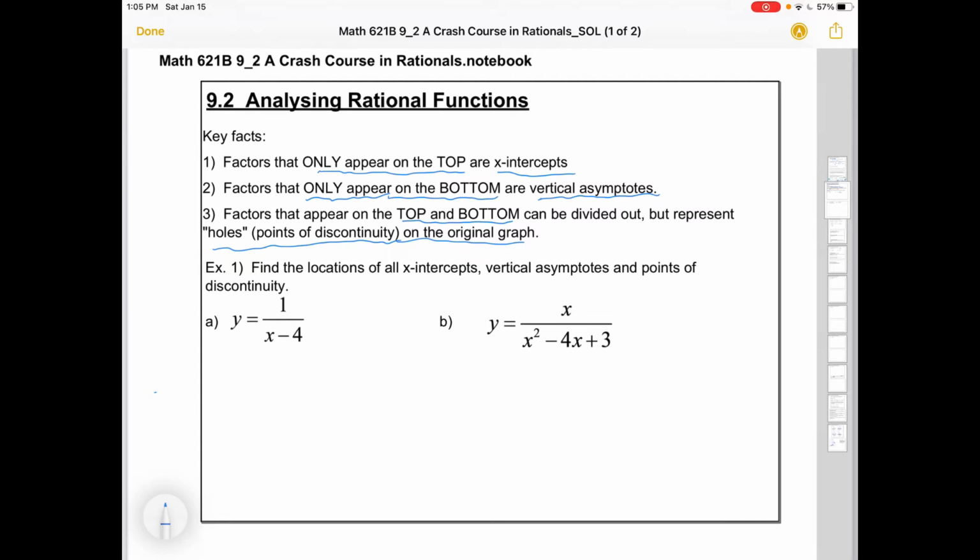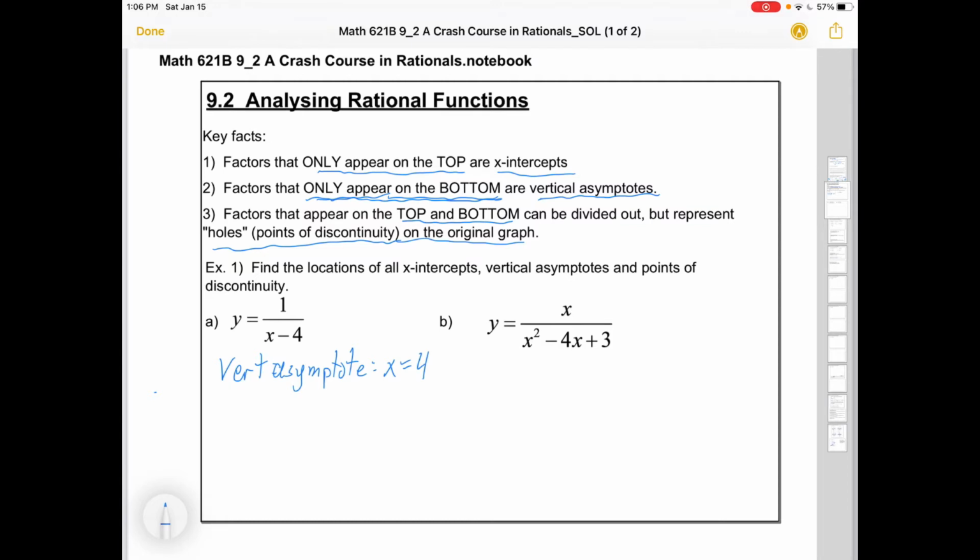But let's just start with this first one. So it's got a 1 on top. There's nothing that's going to make the top 0. If I look at the bottom, I've got an x minus 4. What number is going to make the bottom 0? Well, 4. And it's a thing that only makes the bottom 0. So we learn out of this that we have a vertical asymptote of x equals 4.